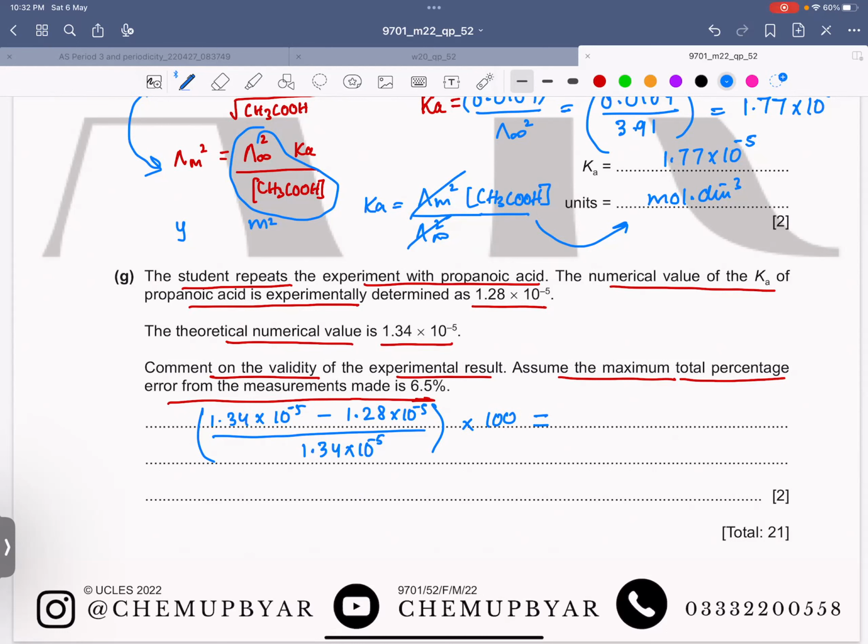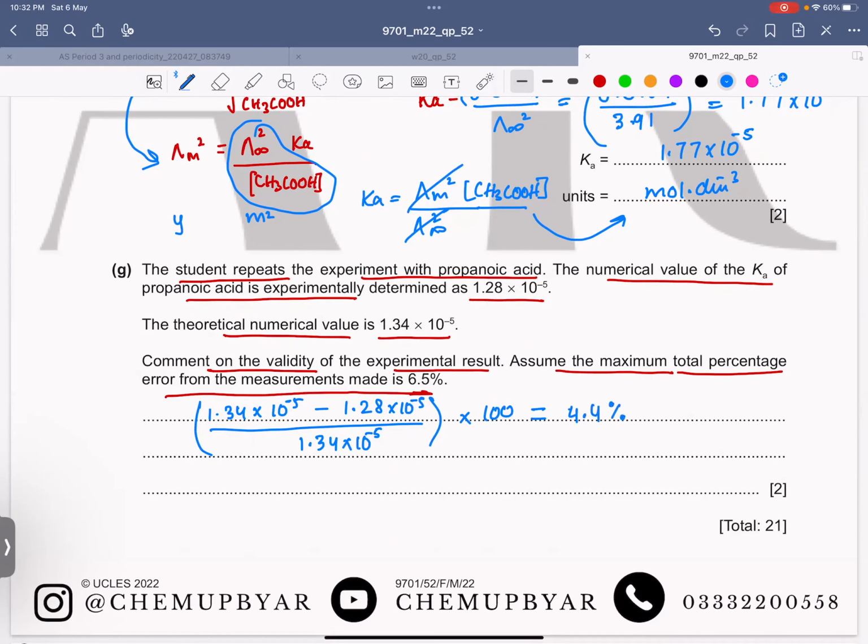Can anyone tell me, please? 4.4. Okay. So if you are getting 4.4%, we can comment that the percentage error is less than the maximum percentage error, right? So the experimental value is valid.